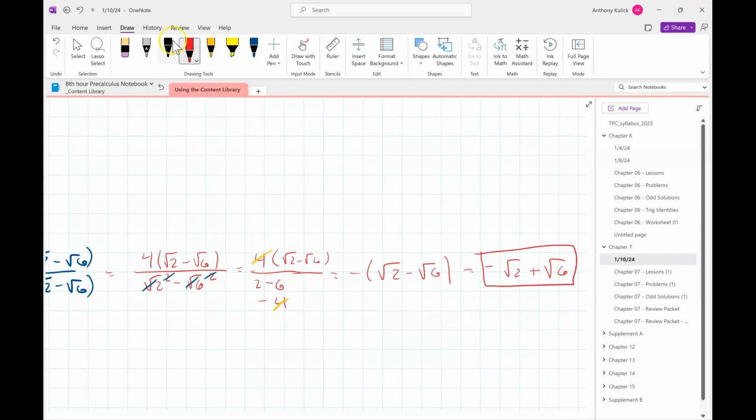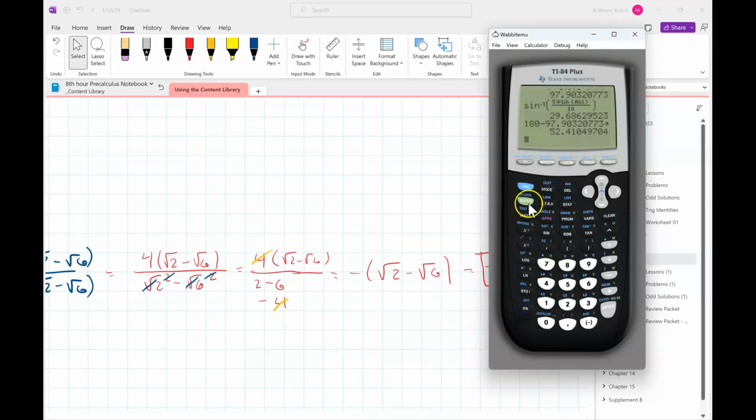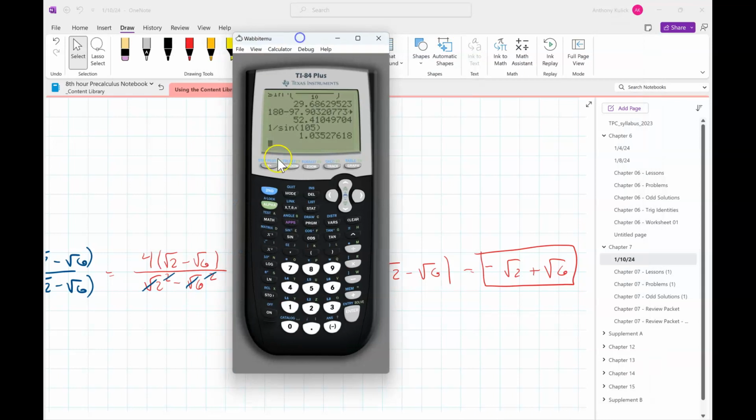And again, all these are checkable, right? So if I did cosecant, or 1 over, I guess we'll do sine of 105, and then I do root 6 minus root 2, I should get the same decimal. And I do, which tells me that my answer is correct.